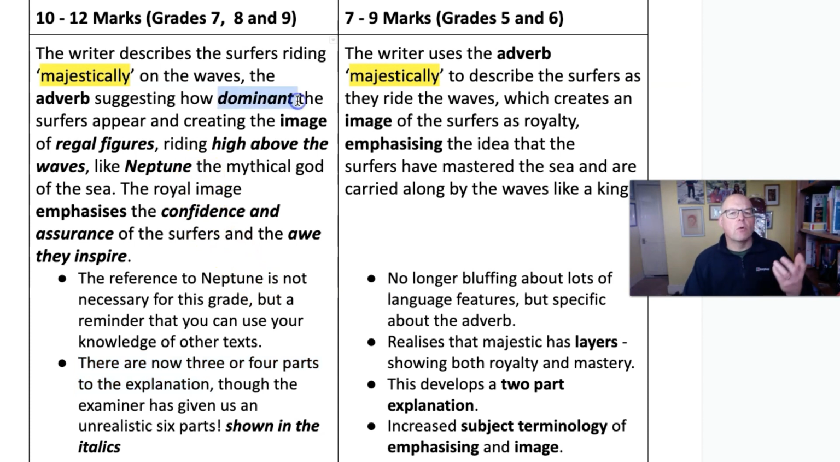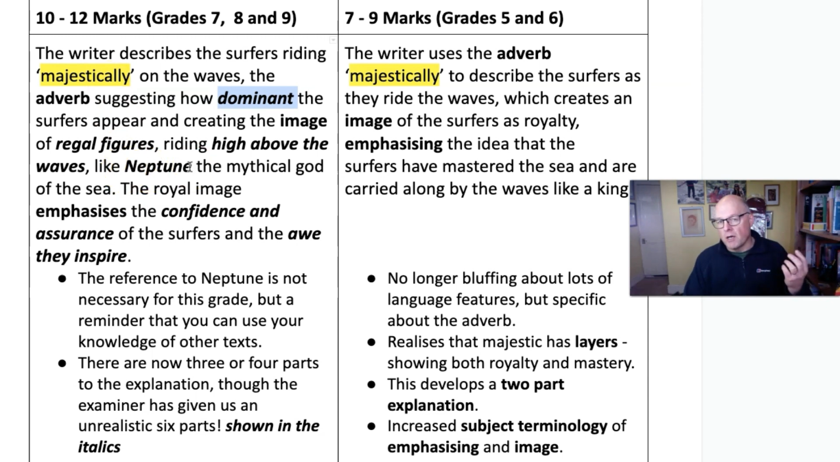So the first one was the riders appear dominant and creating the image of regal figures. Second part of the explanation: riding high above the waves. So their height adds to the idea of their majesty and their dominance. Like Neptune. Now this is a little bit of extra contextual knowledge which you wouldn't be expected to know, but this student has leapt from the idea of majestic being a king. Who's the king of the sea? Well, Neptune is the god of the sea.